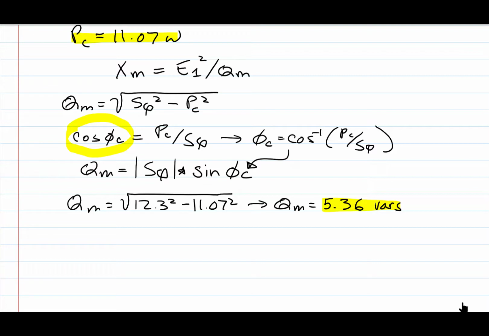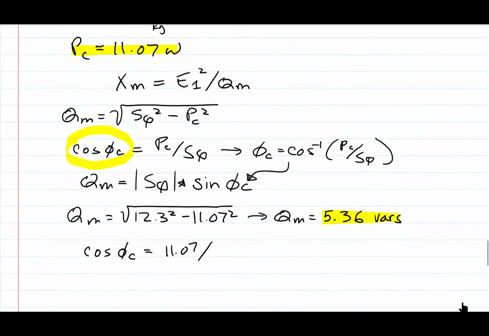What is it here? Well, let's find out. Cosine of phi sub c is equal to 11.07 divided by 12.3, and that is 0.9. So we have almost unity in this case.